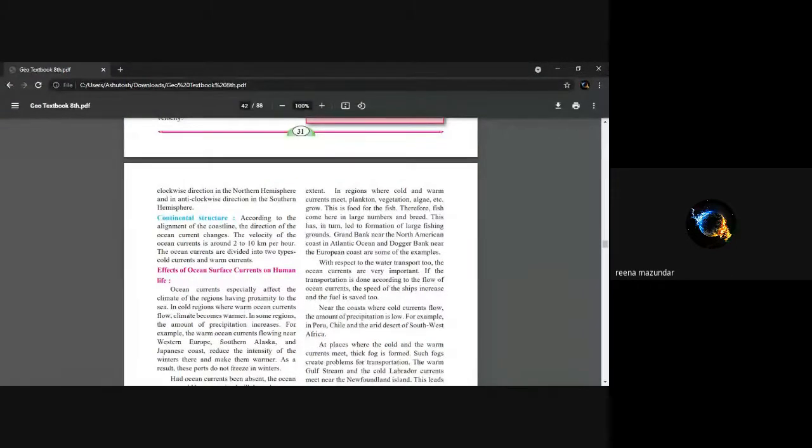In the region where cold and warm currents meet, plankton, vegetation, algae, etc. grow. This is food for the fish. Therefore, fish come here in large numbers and breed. This has in turn led to formation of large fishing grounds. Grand Bank near North America in Atlantic Ocean and the Dogger Bank near the European coast are some of the examples.